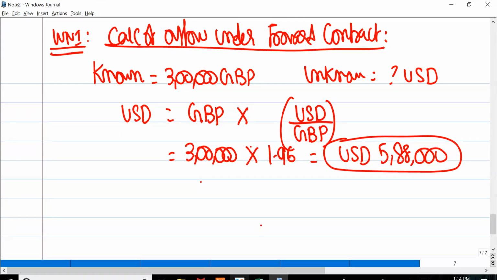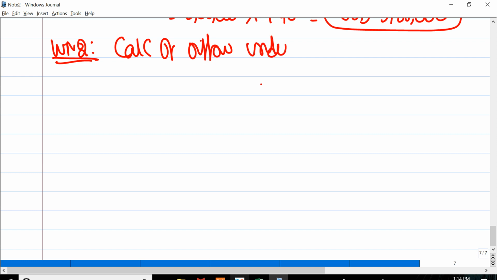The first option, a forward contract, will give me an outflow of 5,88,000. Any doubts on 5,88,000? First option will give me an outflow of 5,88,000. What's the second option they are talking about? Money market hedge. Working note 2, calculation of outflow under MMH, under money market hedge.